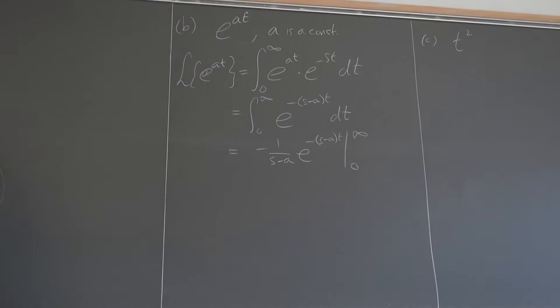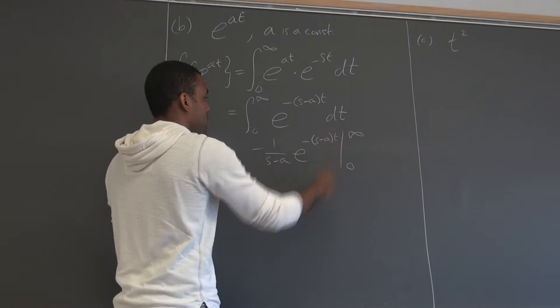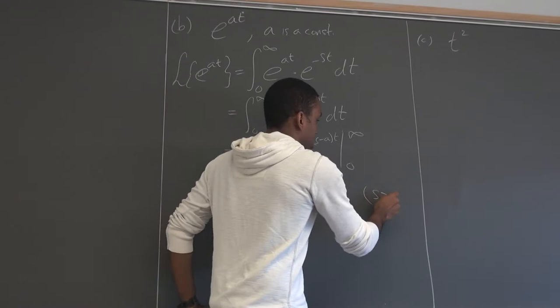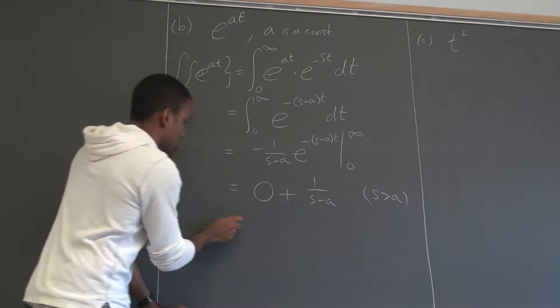Technically we're supposed to write in the limit, blah, blah, blah. But we're big kids now because we know that's happening in the background. So you're going to plug in infinity, and what do you get? You get 0 plus 1 over s minus a, provided that s is greater than a. If s is less than a, then this actually goes to infinity. It would diverge. So this is 1 over s minus a.